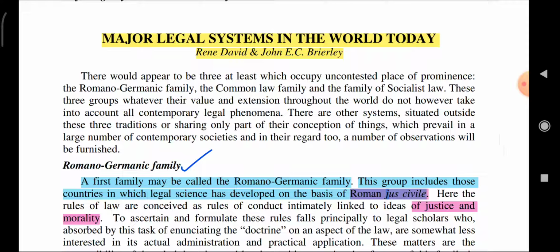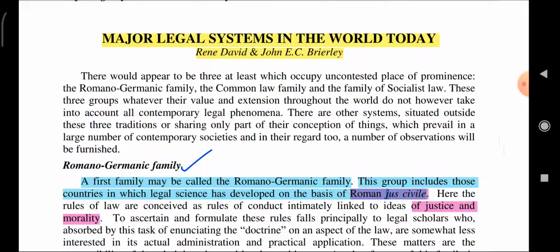So there would appear to be at least three which occupy the uncontested place of prominence: the Romano-Germanic family, the common law family, and the family of socialist law. These three groups, whatever their value and extension throughout the world, do not however take into account all contemporary legal phenomena. There are other systems situated outside these three traditions or sharing only a part of their conception of things, which prevail in a large number of contemporary societies, and in their regard too a number of observations will be furnished.